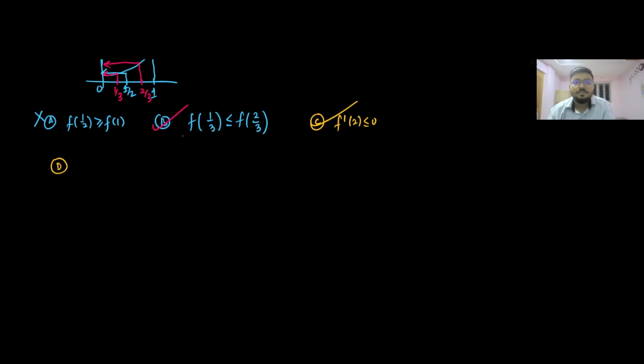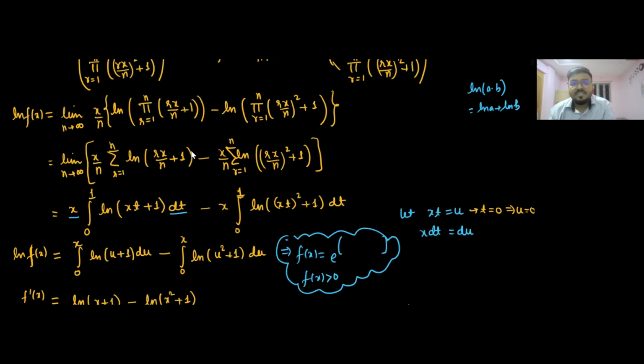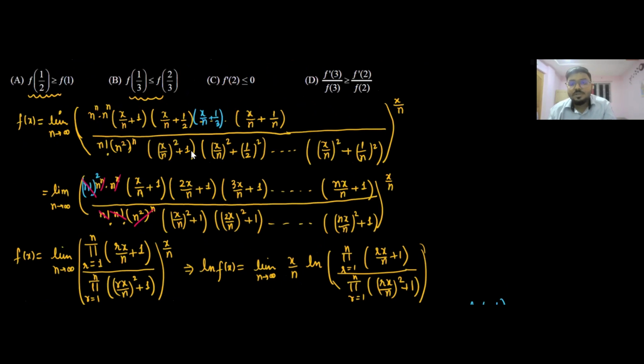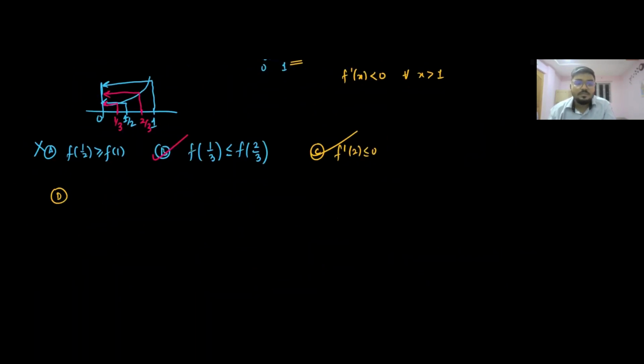Now coming to option D. Option D says f dash 3 by f of 3 is greater than or equal to f dash 2 by f of 2. Now let's check whether this option is correct or not. For comparing these expressions, we can rewrite it as f dash 3 divided by f of 3 minus f dash 2 divided by f of 2 is greater than or equal to 0. So now we have to check whether this is greater than or equal to 0 or not.